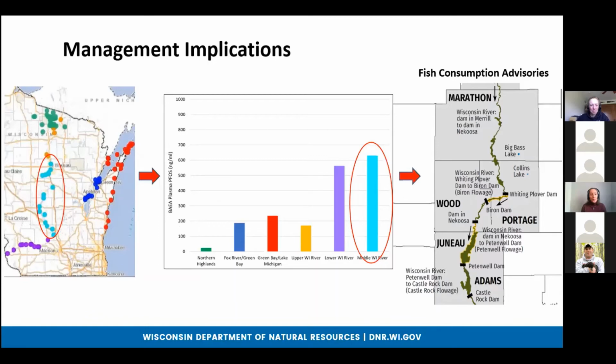When the fisheries management program with the Wisconsin DNR found out about this, they thought maybe we should start looking at levels in fish in this area. And lo and behold, the fish in some of these impoundments also have rather high levels of PFOS, which resulted in fish consumption advisories. And so this wildlife monitoring actually influenced the fisheries program. And the fisheries program will be looking at fish levels of PFOS in these impoundments for several years into the future.